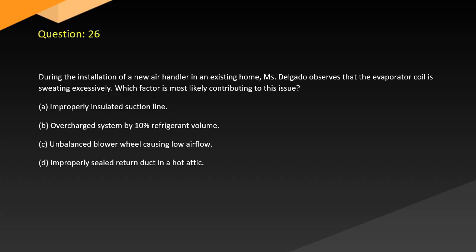Question 26. During the installation of a new air handler in an existing home, Delgado observes that the evaporator coil is sweating excessively. Which factor is most likely contributing to this issue? A. Improperly insulated suction line. B. Overcharged system by 10% refrigerant volume. C. Unbalanced blower wheel causing low airflow. D. Improperly sealed return duct in a hot attic.